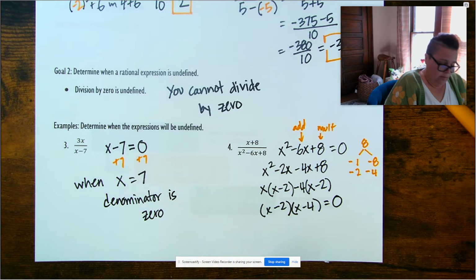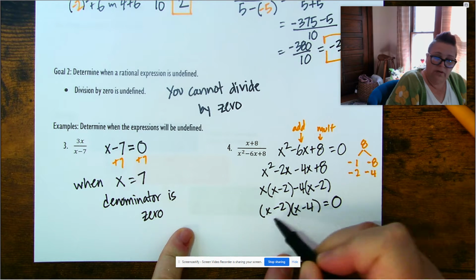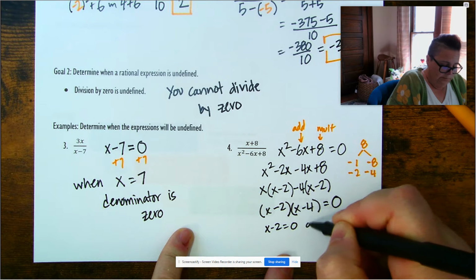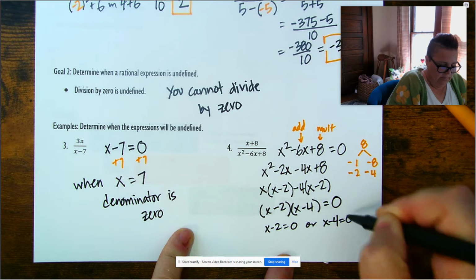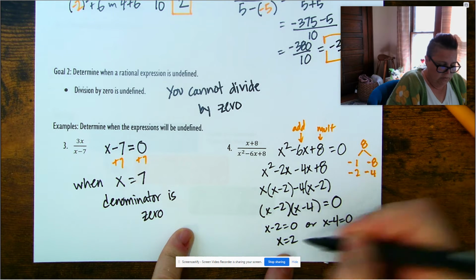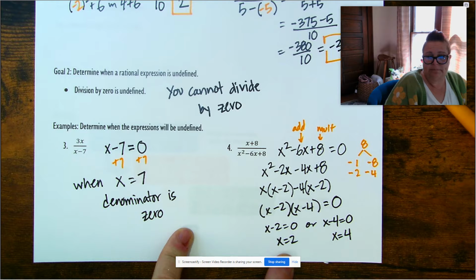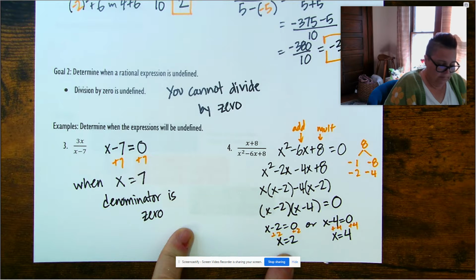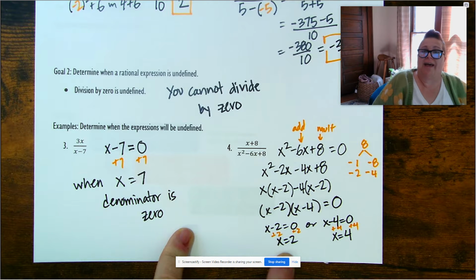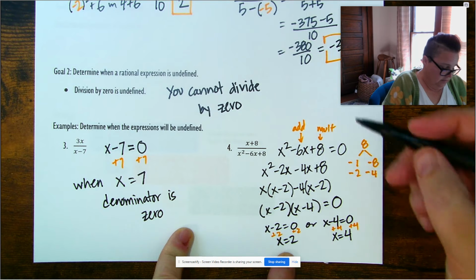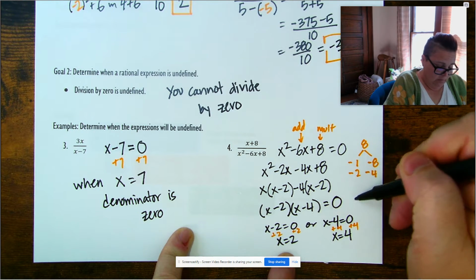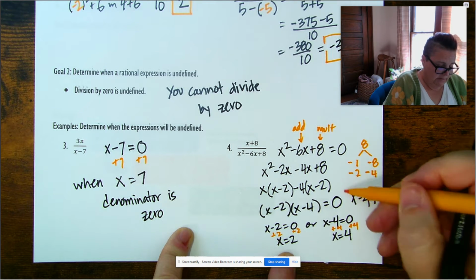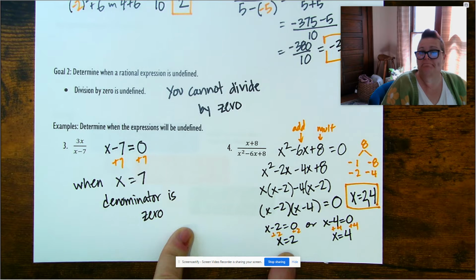Using the 0 factor property, I know that when 2 factors multiplied together give me 0, either the first factor is 0 or the second factor is 0. This means that x would be 2 or x would be 4. I added 2, and on this one I added 4. So which values of x will zero out the denominator? When x is equal to 2 or 4. That's when I would have a 0 in the denominator. Okay?